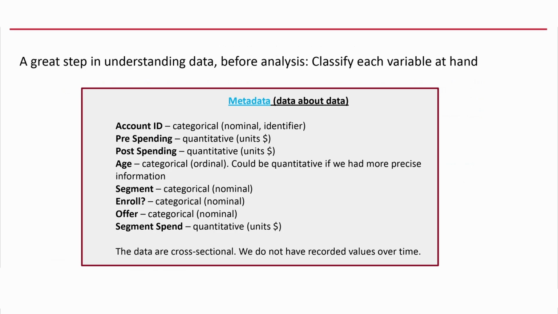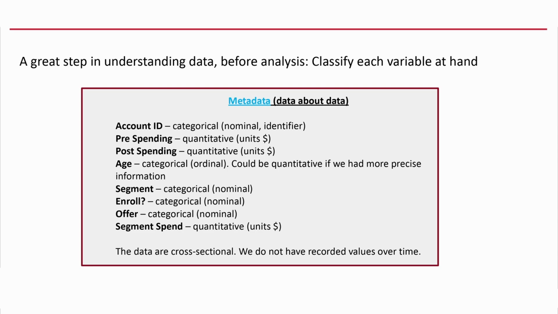Since the type of data that we have at hand determines what kind of things we can do with it and what kind of questions we can answer, it's usually useful to have a master list of all of the variables that we have at hand, the types of variables they are, and if they're quantitative, what are the units. We call this list metadata.